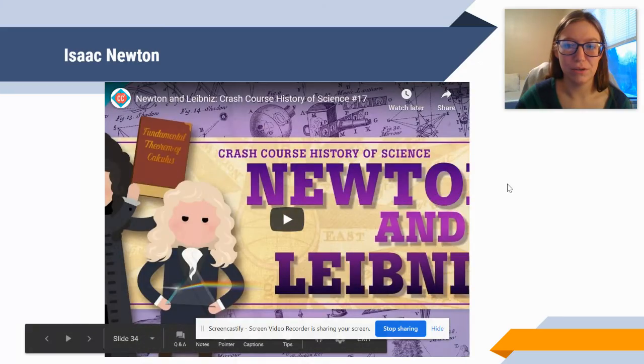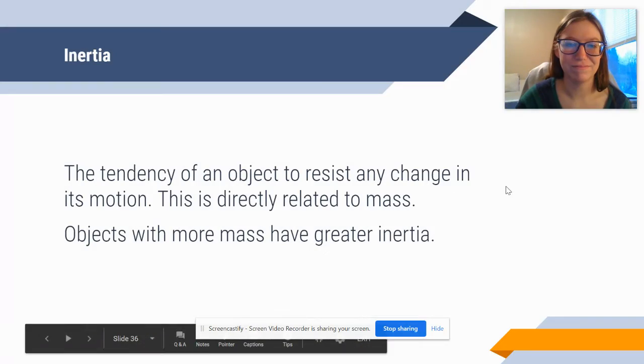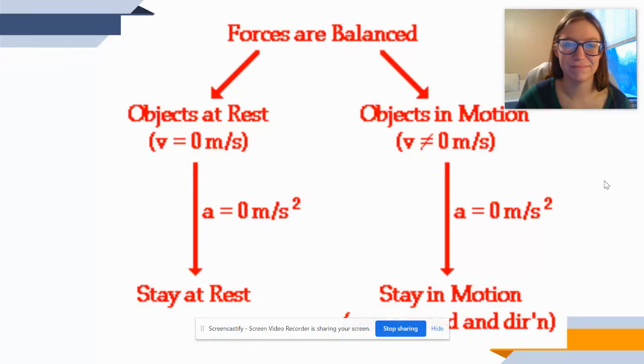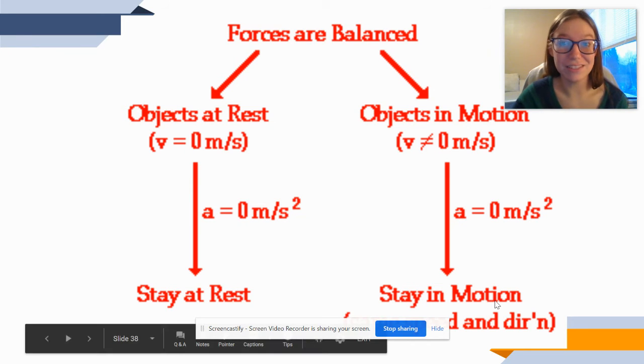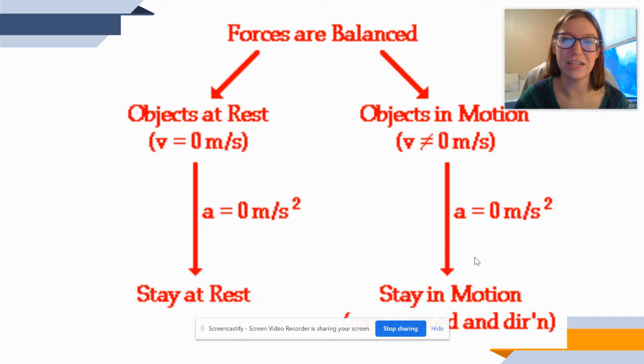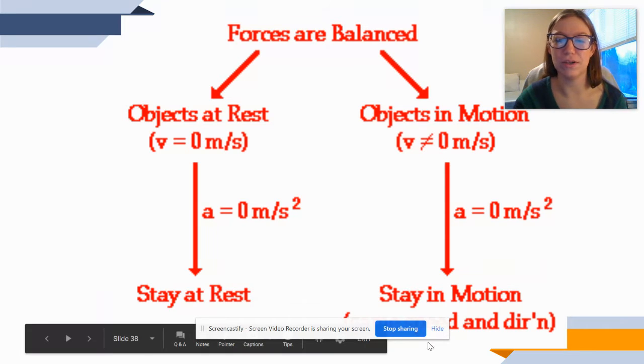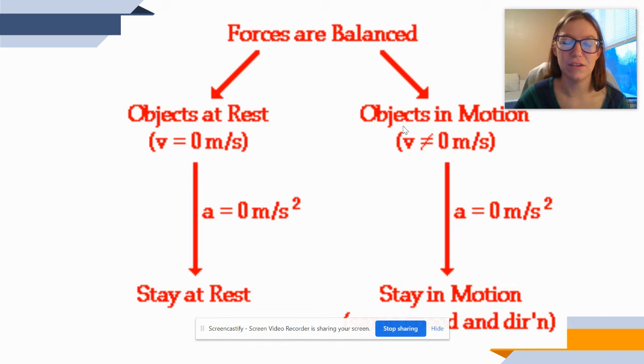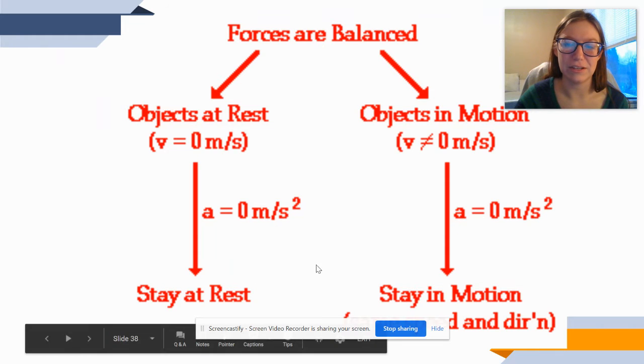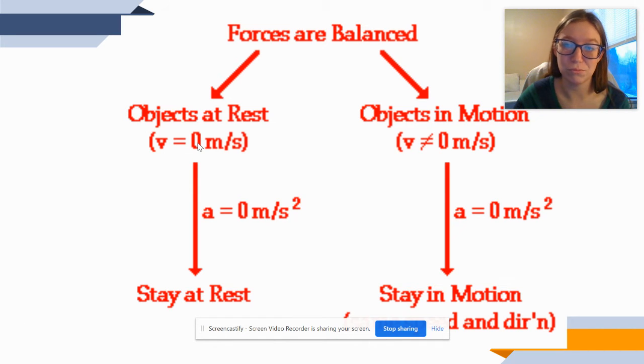All right, this is a great graphic actually. And in fact, if you want to pause the video here and just make a little note of that, I think that would really help you guys learn to study. So forces are balanced if objects are at rest. Objects in motion, acceleration is 0, it stays at rest. Acceleration is 0, it stays in motion. So constant velocity or just completely stopped.